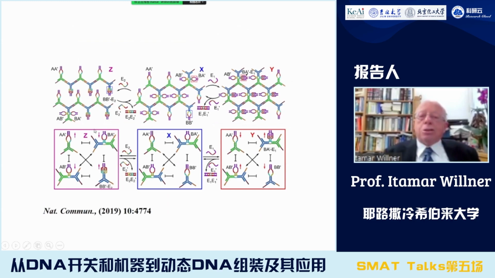Let me move on and show you that we can control functions of materials by this constitutional dynamic network. Here what we did, we controlled the stiffness of a hydrogel by the constitutional dynamic network. We have a mixture of four constituents, AA prime, BB prime, BA prime, and AB prime. AA prime and BB prime are Y-shaped DNA constituents.